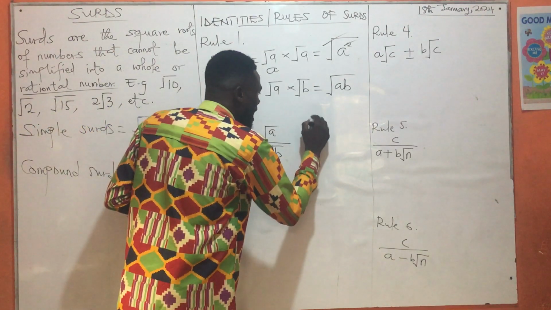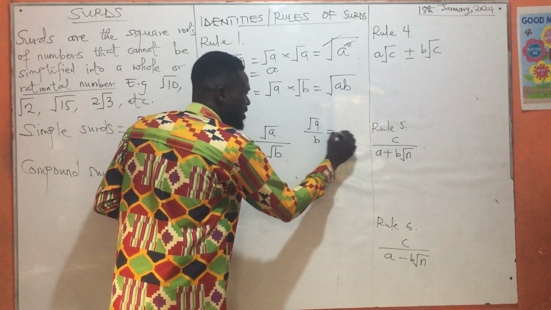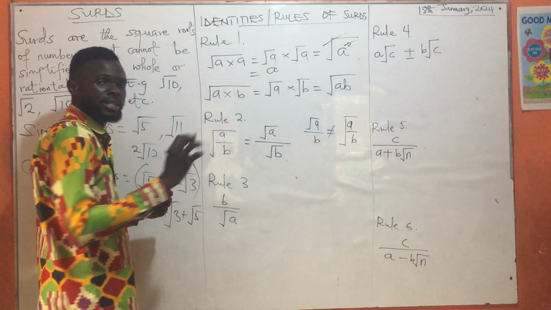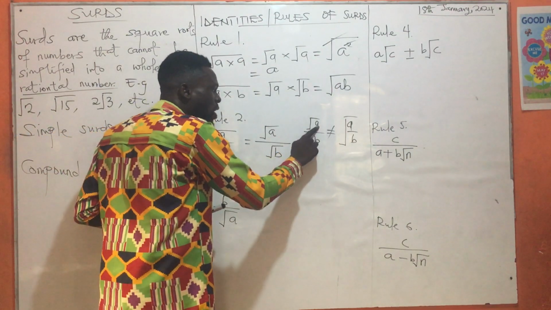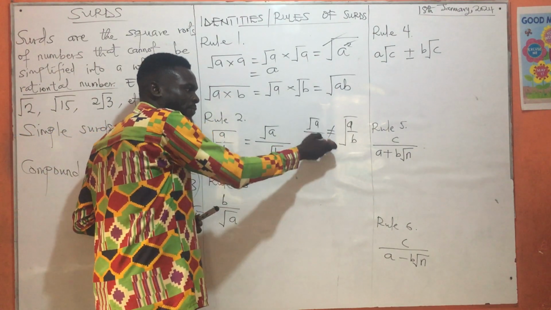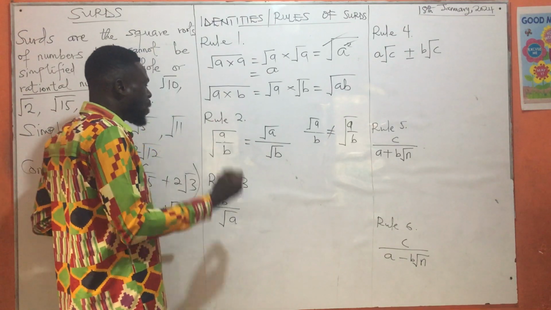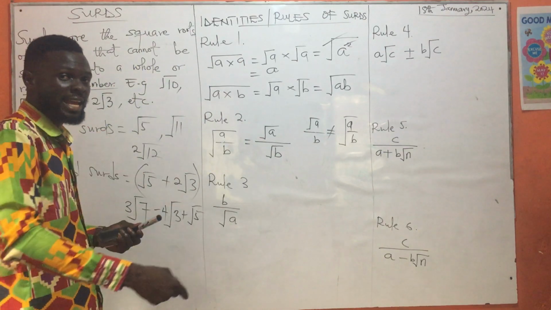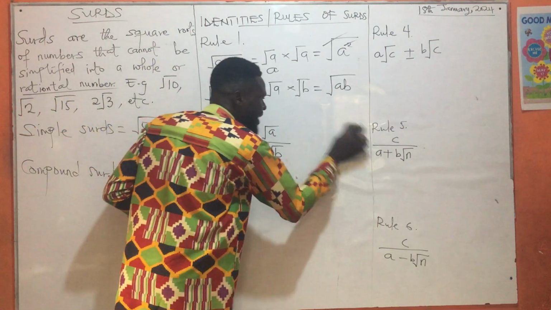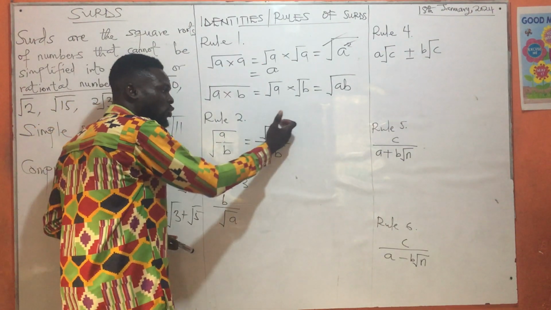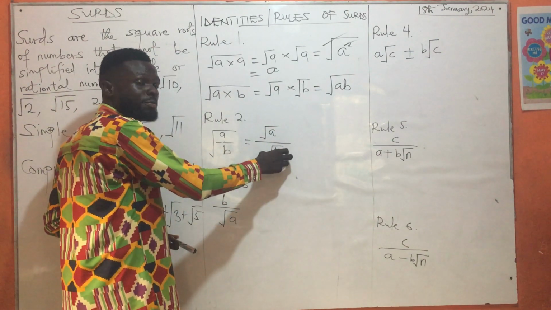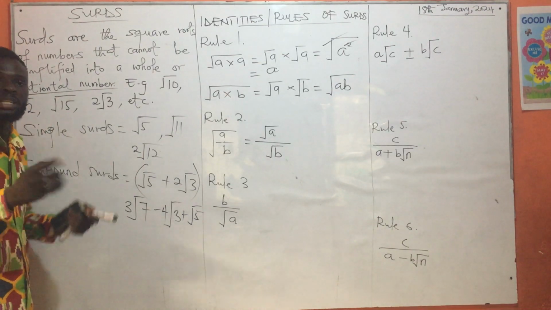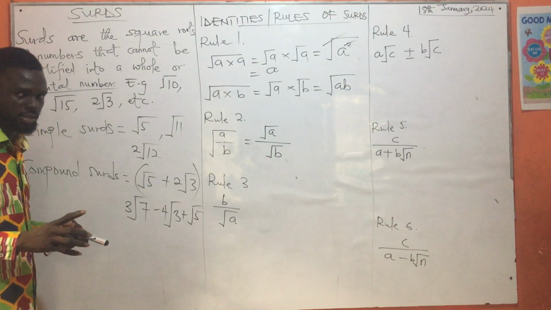Note that if you have the square root of A over B, it is not the same as this. This and this are not the same. With this one, the square root is only for the A, which is not affecting the B. But once the square root affects the B, also affecting the A, then you can write that as the square root of A over the square root of B, then you work out to get your answer, if we are being taught simplification of sets.